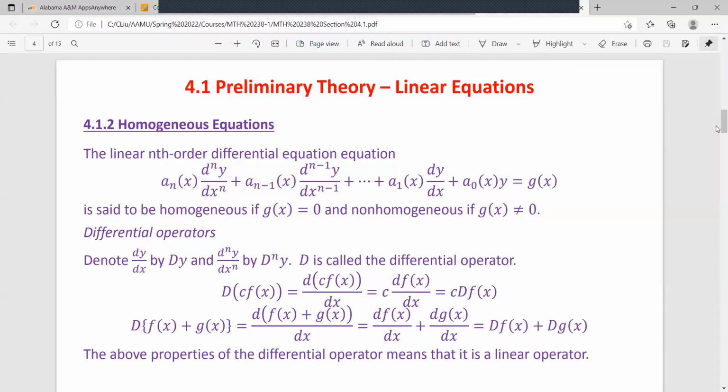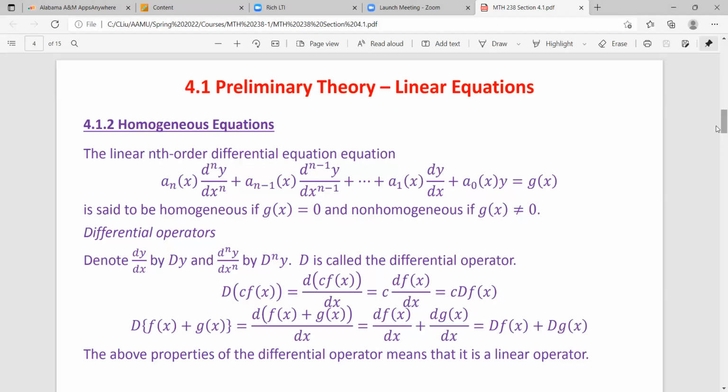Last time we just started 4.1. We didn't finish it. This is the last section. Chapter 4 is for higher order differential equations. And in the first section, we just discuss some preliminary theory for linear higher order differential equations. Higher order differential equations are hard to solve usually. So we're going to start from the easy ones, the linear equations.